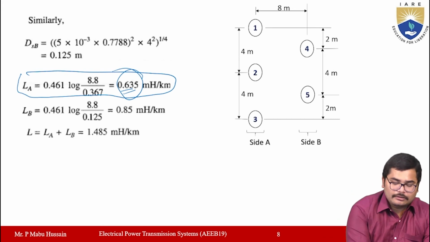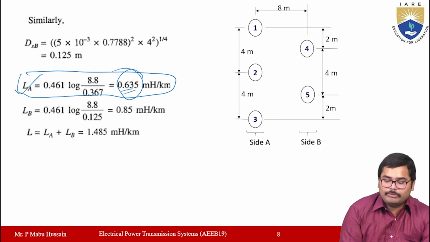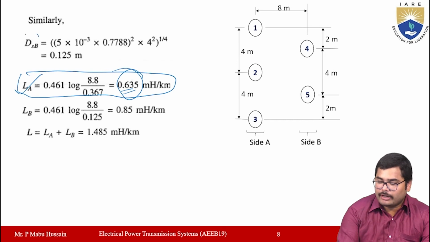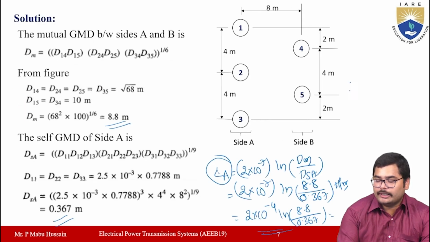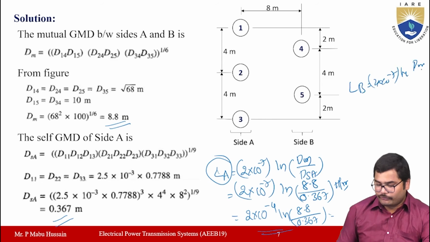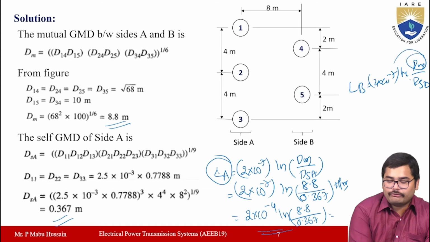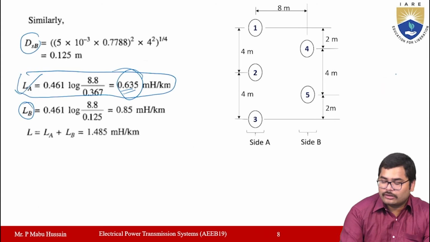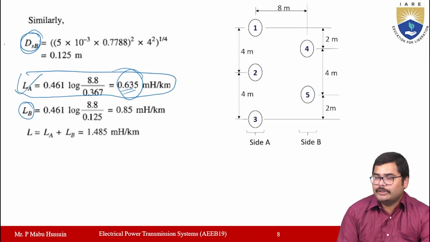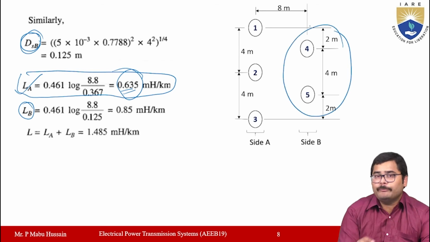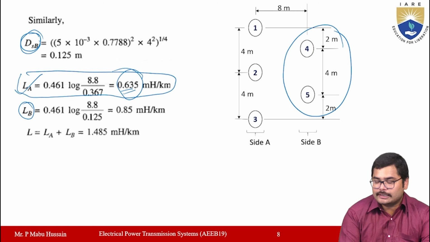So then how can you calculate the LB? LB will be equal to 2 into 10 power minus 7 ln DM by DSB. So here the DM value is known. So DSB you need to find out, right? So DSB, how can you find it out? Here you have to consider the phase B or side B. Here in side B you are having 2 subconductors, right? So you have to write all possible distances.